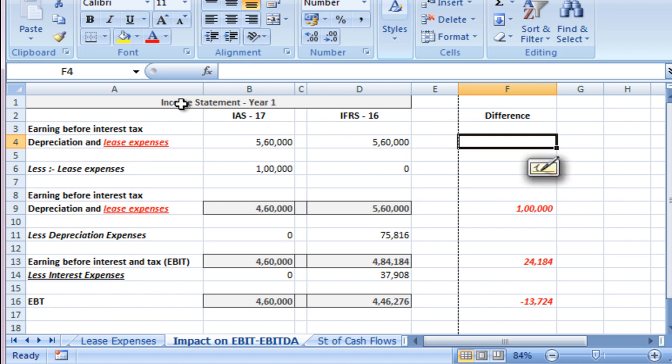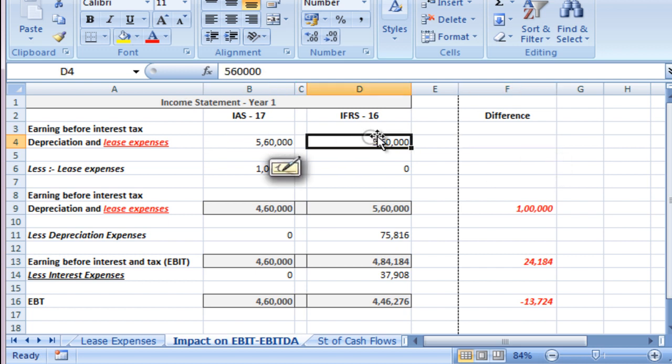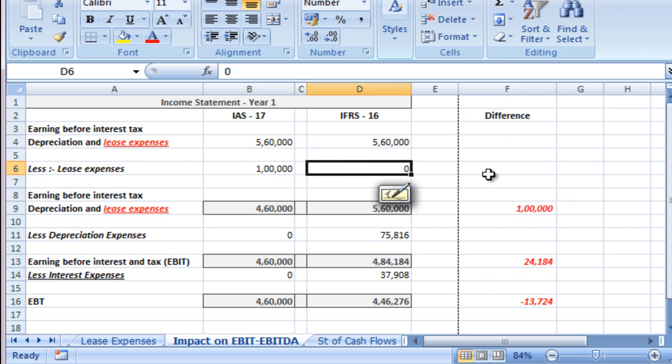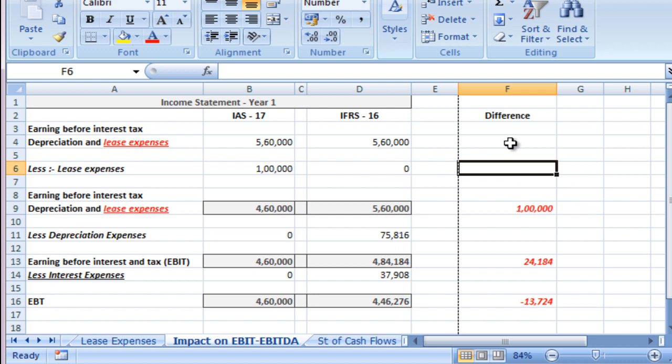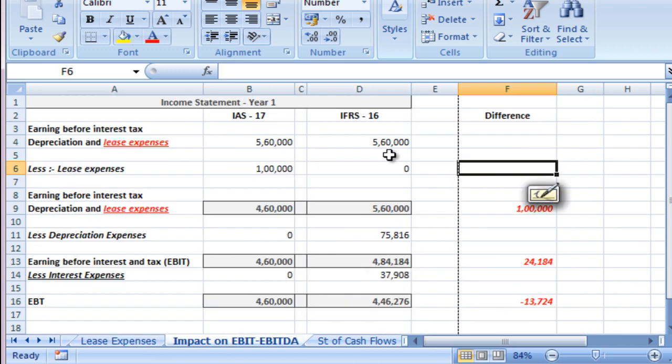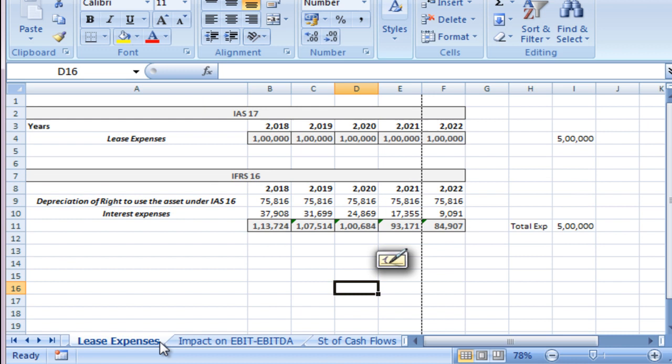So there is a lease expense of 1 lakh in the current year, because I need to pay 1 lakh rupees as a lease expense. See, under IAS 17 I need to book a lease expense here, 1 lakh. But under IFRS 16, the lease expense is replaced by depreciation expense and interest expense. So the operating lease expense is not there, which is replaced by depreciation and finance cost.